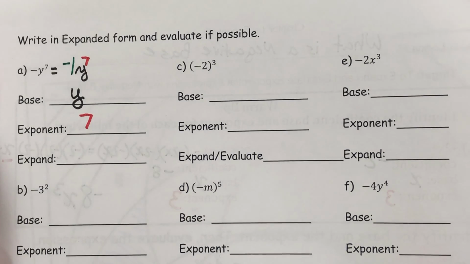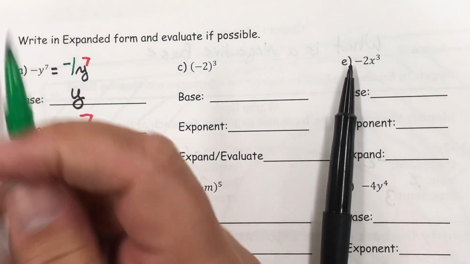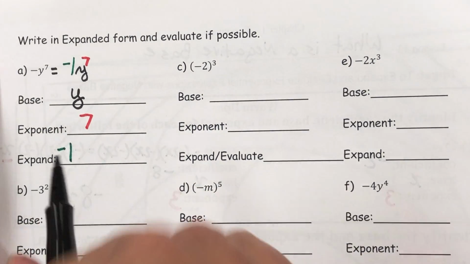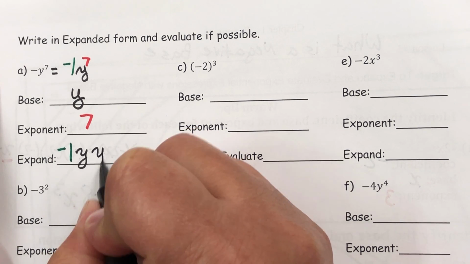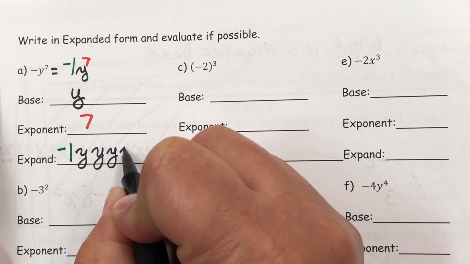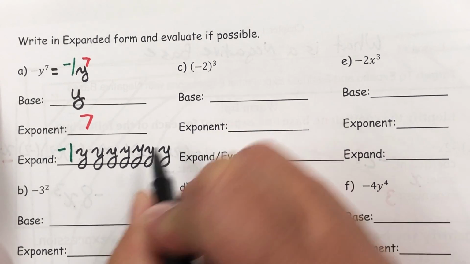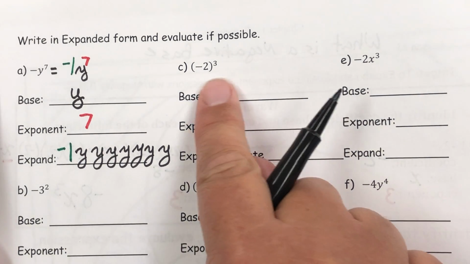So when I expand it, that -1 coefficient is really going to be important. -1 times y, 1, 2, 3, 4, 5, 6, 7. Remember, letters next to each other means multiplication. You don't have to write the dots or parentheses.